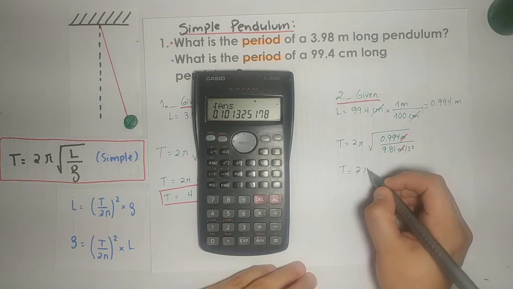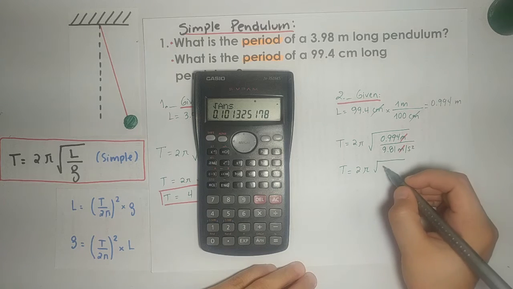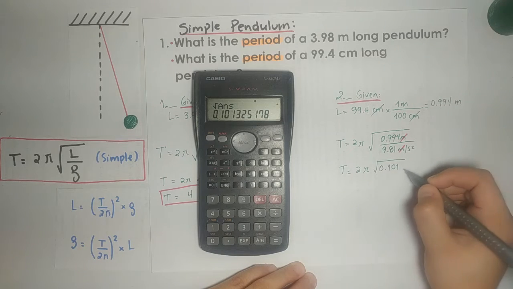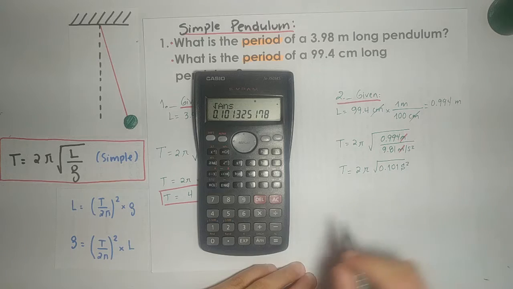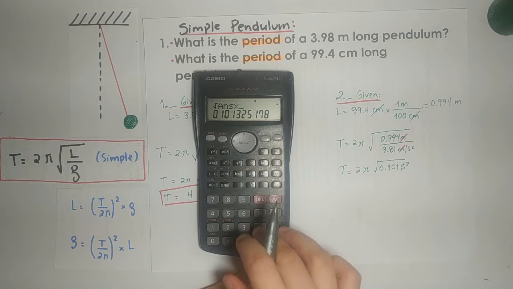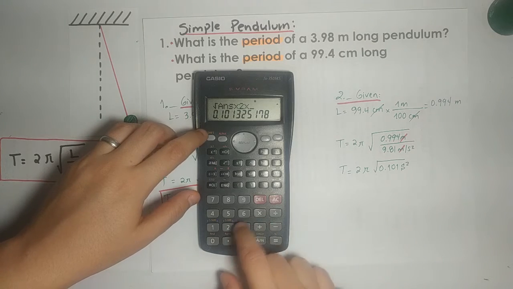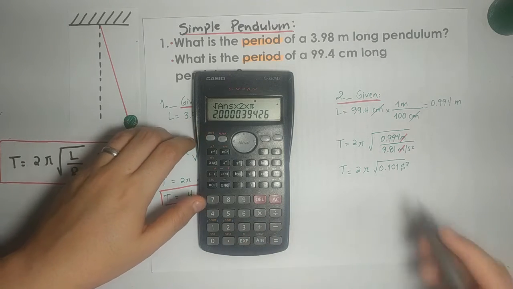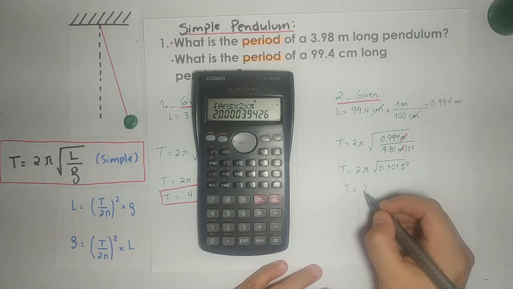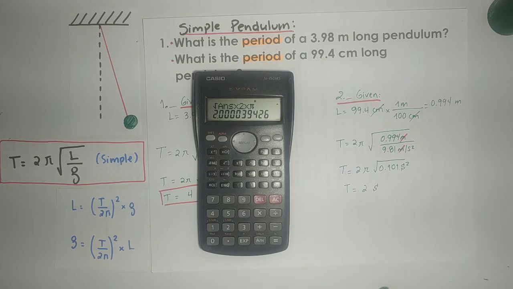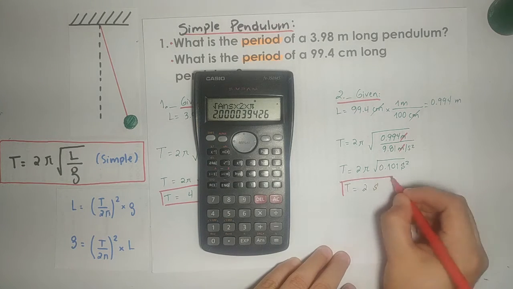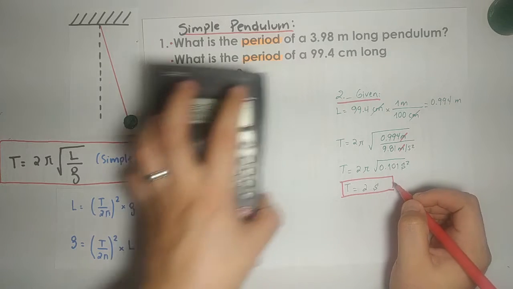So this is going to be 2 pi square root of 0.101 seconds to the second power. We perform everything, times 2 times pi. My period here is 2 seconds. Voila, there you go.